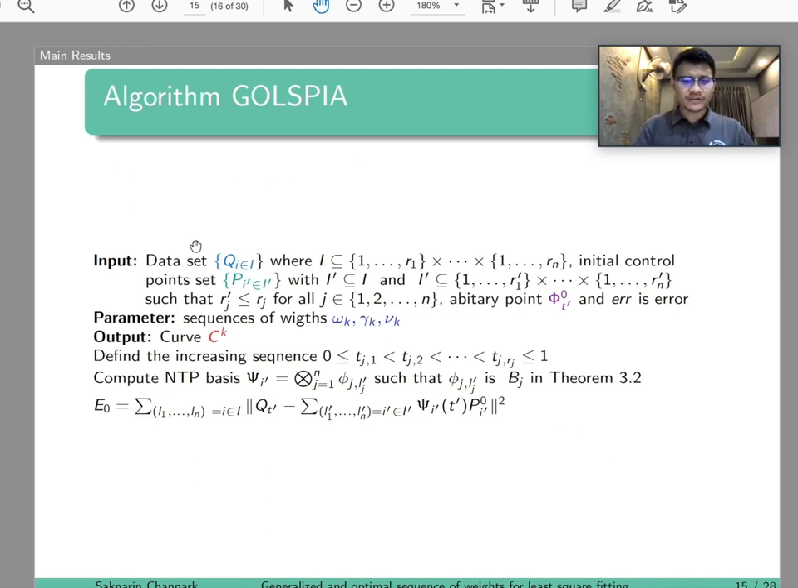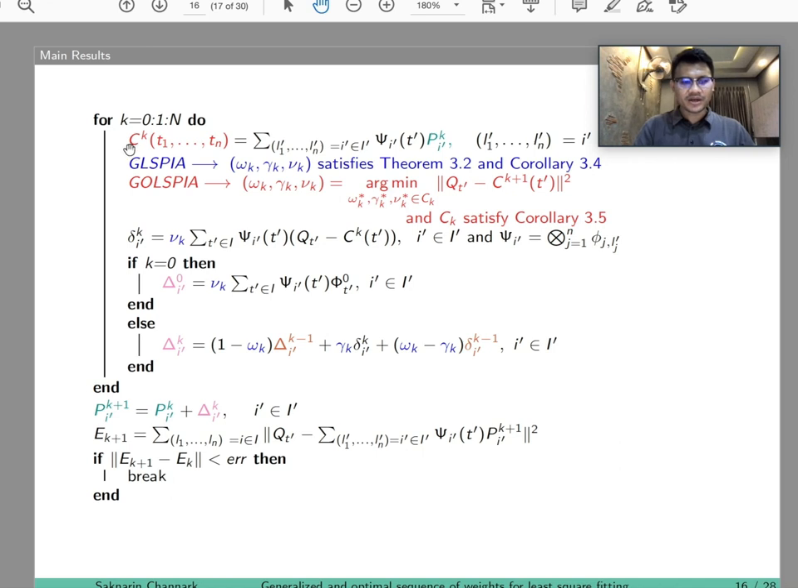And then we got the algorithm GOSPAA, with input the data like this and the parameter sequence of weights omega k, gamma k, nu k, and output the curve C_k. Define the increasing sequence t_j1 less than t_j2 less than ... t_jr_j in the closed interval 0 to 1, and compute the NTP basis psi_i' equal to the tensor product of phi_j I_j', and compute E0, or error, from this equation. And after that we compute C_k equal to this term.